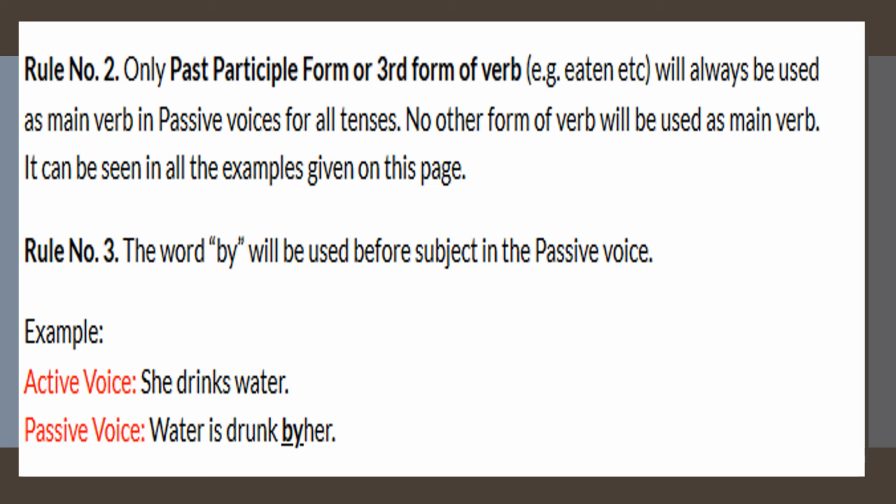In this sentence, first of all, we have changed the subject and object places. For example, water has replaced she, and then we have used third form of verb of drink, which is drunk, and then we have used preposition by, and then we have used the objective form of she, which is her. So this is how we have to apply rule number 1, 2 and 3.